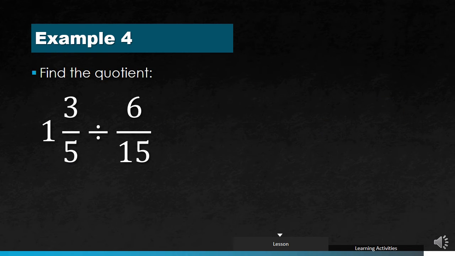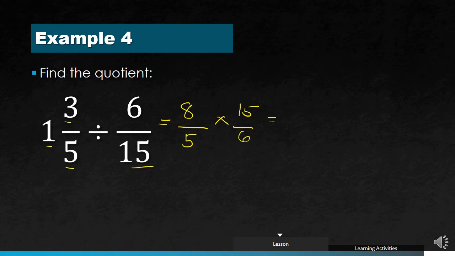In example number 4, this is just similar to our previous example. Again, we first convert 1 and 3/5 into an improper fraction. Here you have 8 over 5, because 5 times 1 is 5, plus 3 gives you 8. Then times the reciprocal of 6 over 15, which is 15 over 6.